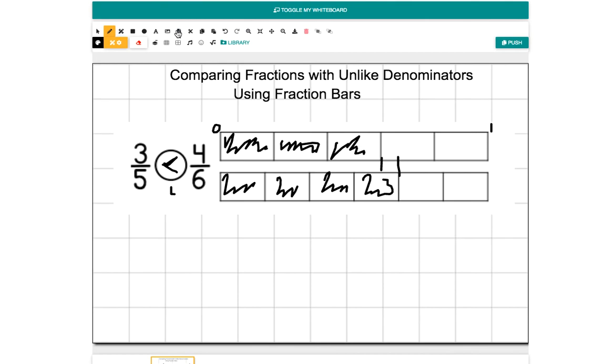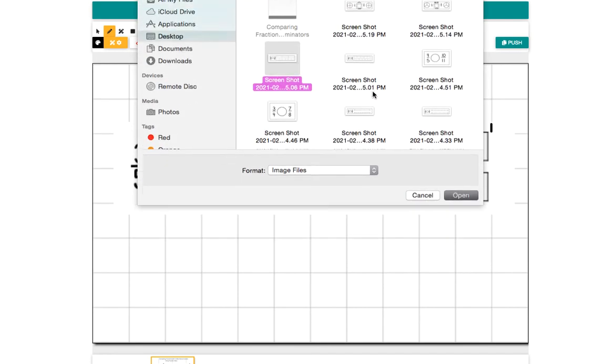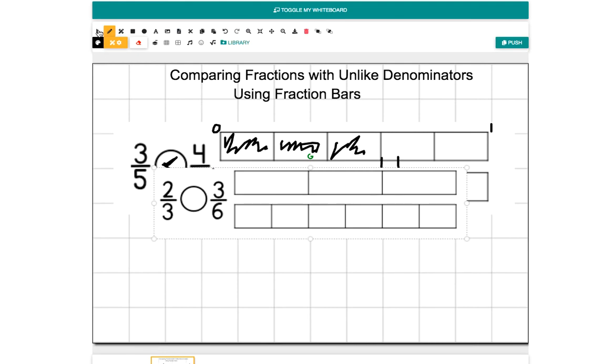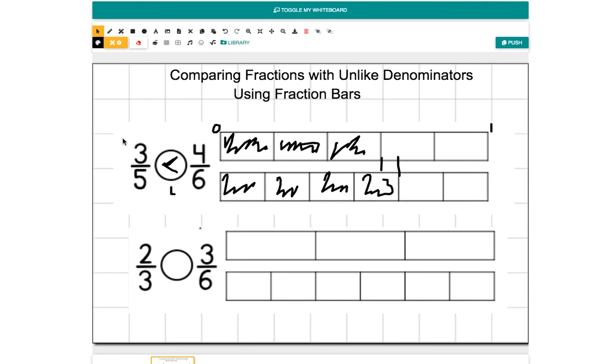Let's go ahead and do another example. This will be our second example we're going to go over. So we have 2/3 and 3/6. So I see this one's divided into 3. So I'm going to shade in 2/3 of them. Then I'm going to do 3/6. So I'm going to shade in 3 of these.